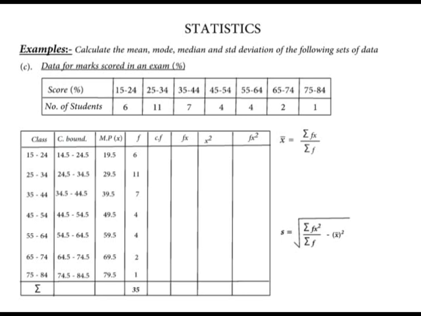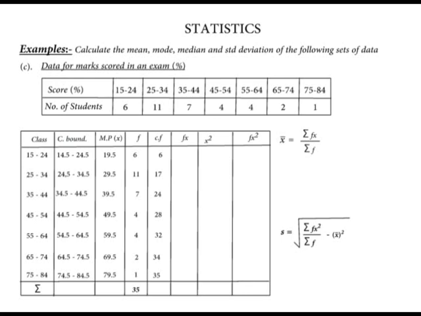Cumulative frequencies, we have the first one is 6. 6 plus 11 is 17. 17 plus 7 is 24. 24 plus 4 is 28. 28 plus 4 is 32. 32 plus 2 is 34. And 34 plus 1 is 35. That matches with the total frequency, which means we are right.